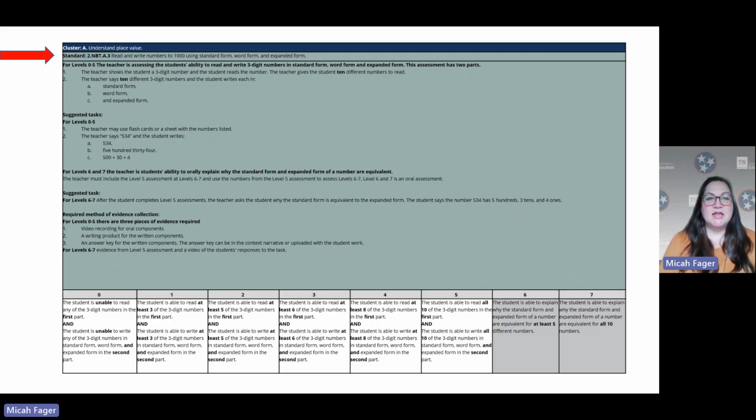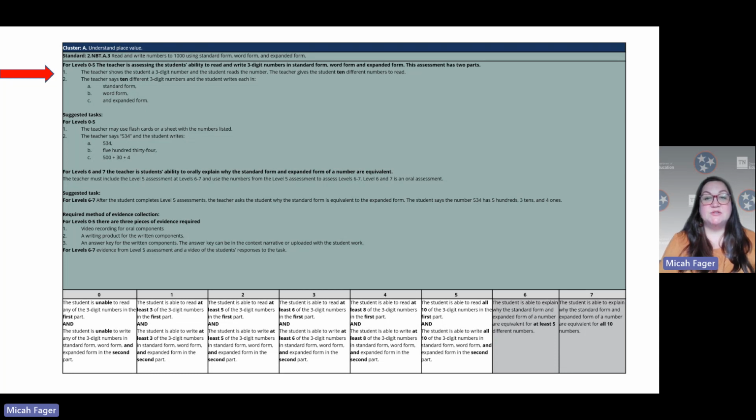The portfolio rubric guidance for second grade standard 2.NBT.A.3. Students read and write numbers to 1000 using standard form, word form, and expanded form. When assessing for levels 0 through 5, the teacher is assessing the student's ability to read and write three-digit numbers in standard form, word form, and expanded form.